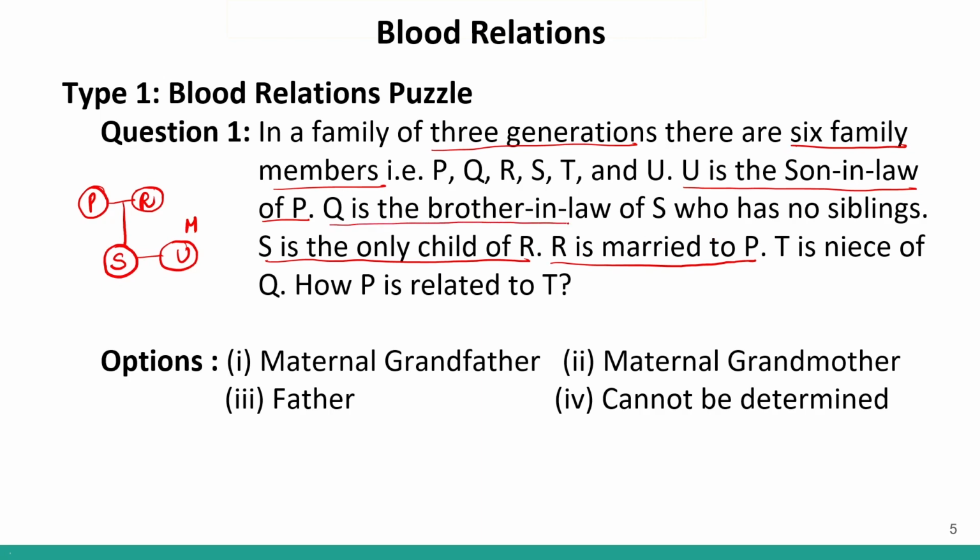Q is the brother-in-law of S, who has no siblings. So S has no siblings. It is already given to us. Q is the brother-in-law, so that means Q will be the brother of U. If Q is the brother of U, only then Q will be the brother-in-law, in-law relationship, that means brother of your spouse. Q will be the brother-in-law of S. Correct? So this much we can draw now.